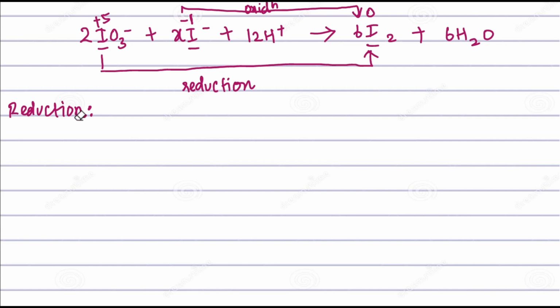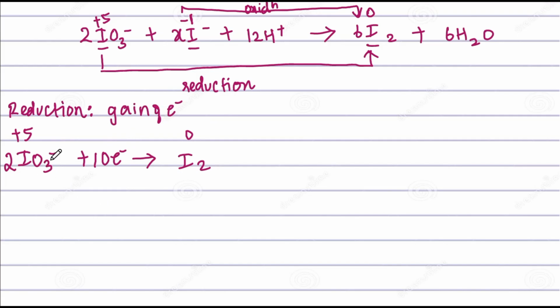Let us see the half reactions of reduction and oxidation separately. First, let us not look at the coefficients, and we will do the balancing by ourselves. So IO3⁻ gives I2. First we have to balance the iodine atoms, so 2IO3⁻ gives I2. The oxidation state is plus 5 to 0. What is the difference? The difference is 5 electrons and 2 atoms are involved. So 5 into 2, 10 electrons are gained. We know reduction is gain of electrons.